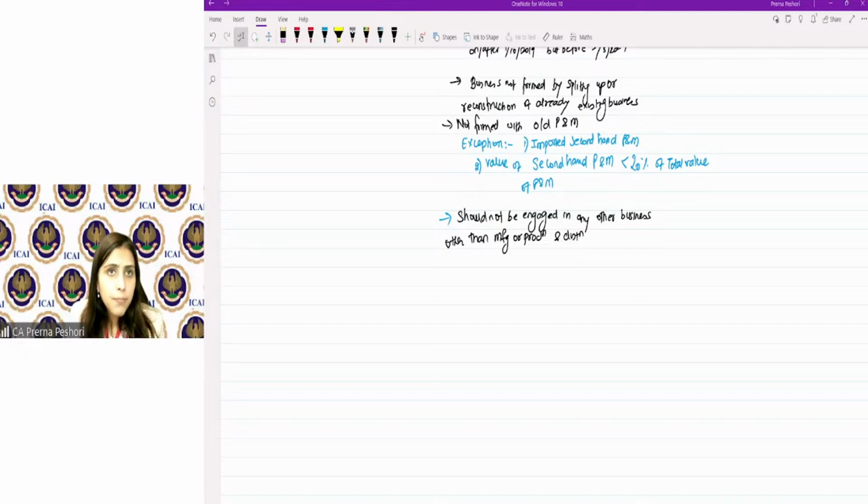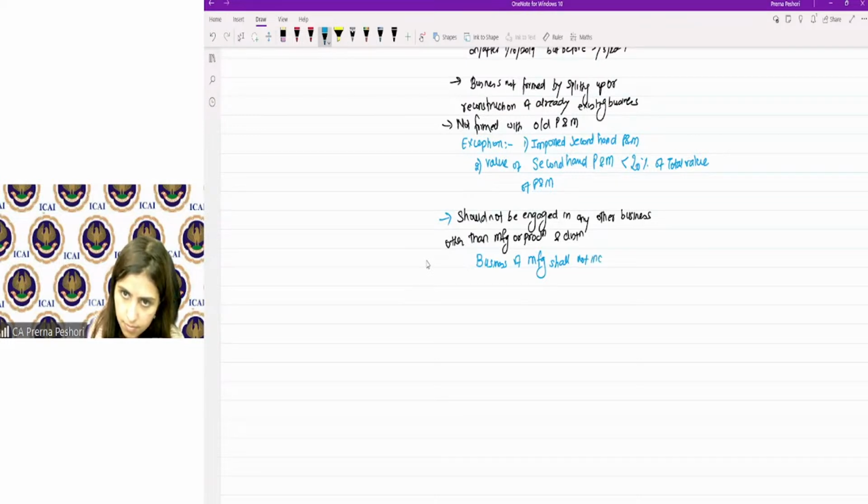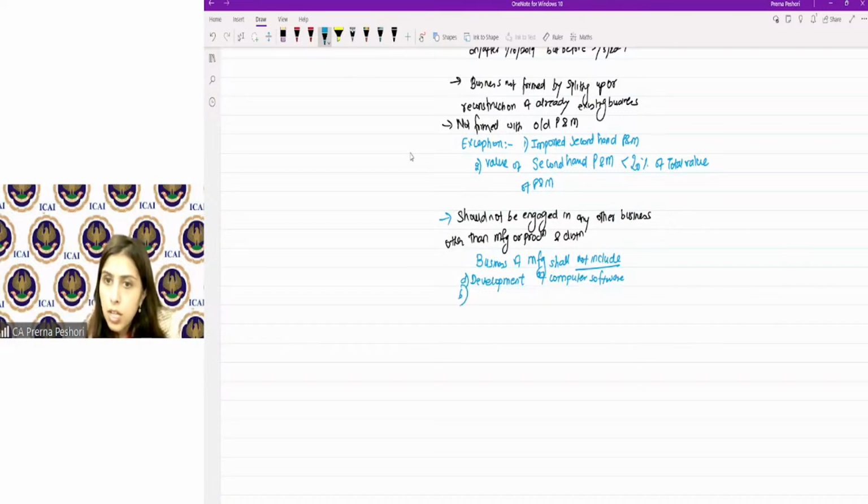So what they have said is that the business of manufacturing shall not include the business of development of computer software, mining. These are not considered as manufacturing.